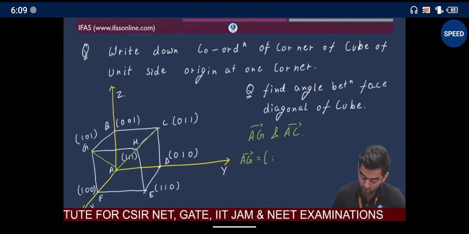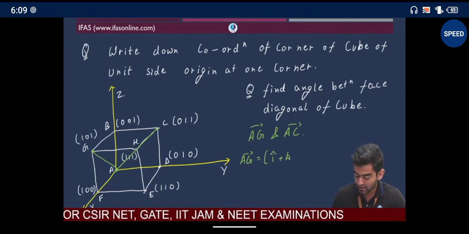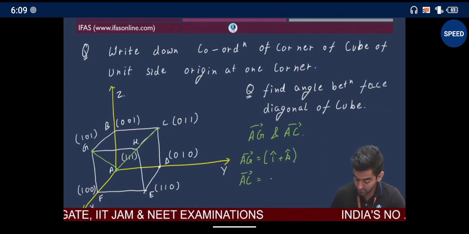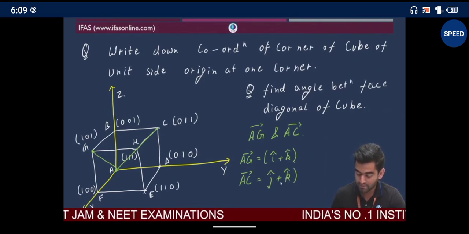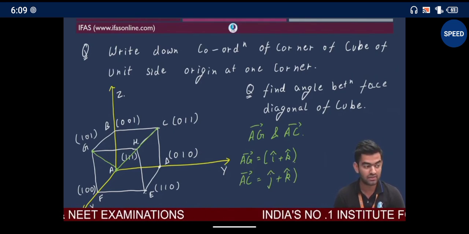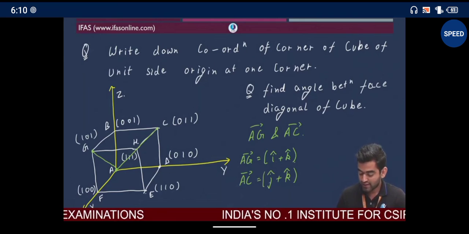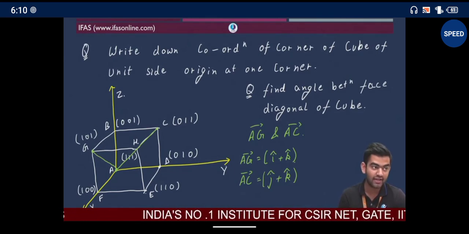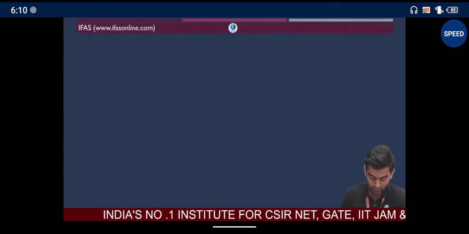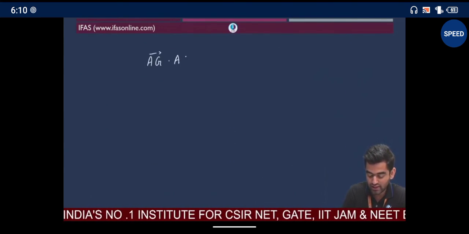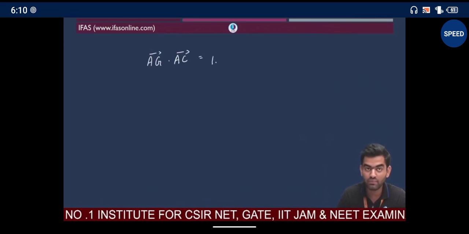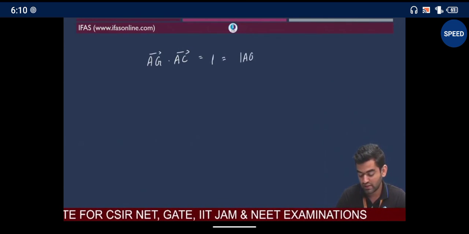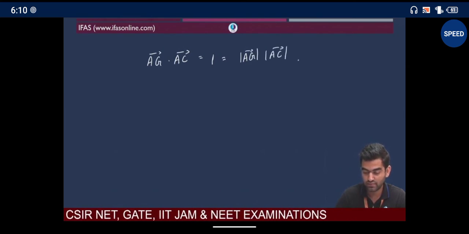Subtracting, it will result in i cap plus 0 j cap plus k cap. So the AG vector simply becomes i cap plus k cap, and the AC vector simply becomes j cap plus k cap. Now one is i cap plus k cap, and the other is j cap plus k cap. In order to find the angle between these two, I'm simply going to take the dot product of the two vectors, AG vector dot AC vector.